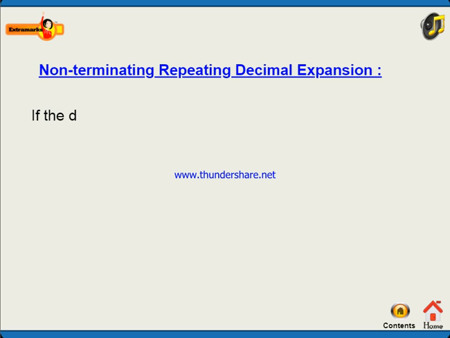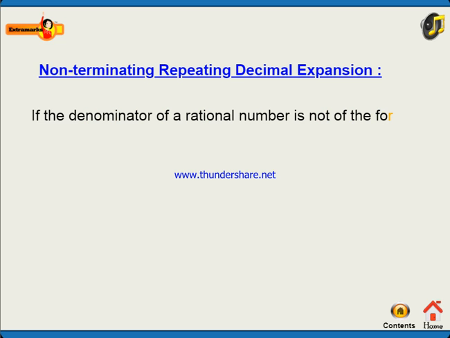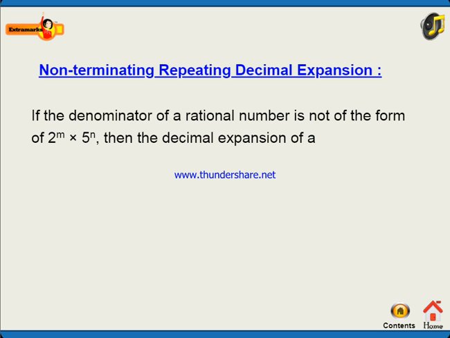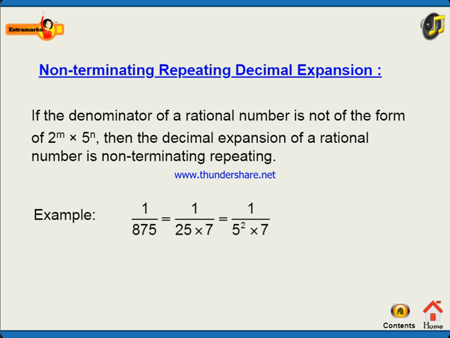We have also learnt about non-terminating decimal expansion. If the denominator of a rational number is not of the form of 2 raised to the power m multiplied by 5 raised to the power n, then the decimal expansion of a rational number is non-terminating.